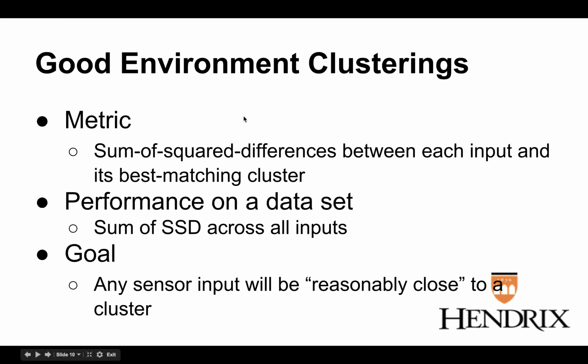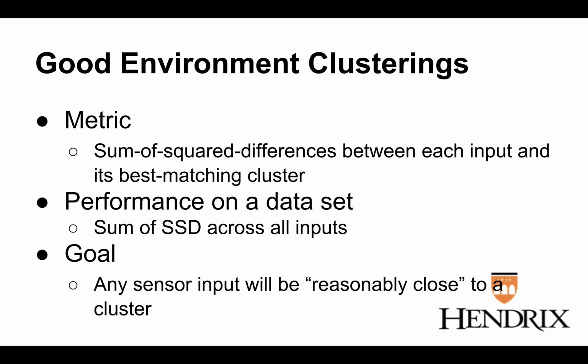The sum of squared differences between each input and the best matching cluster is my metric. For the performance across an entire data set, after training the data structure, I calculate the sum of squared differences across all the inputs. I always use the same number of inputs for every experiment, so you might just think of this as a poor man's average. The goal, loosely speaking, is that I want every sensor input to be reasonably close to some cluster. And I was finding in my use of the self-organizing map I wasn't really achieving that in a satisfactory way.